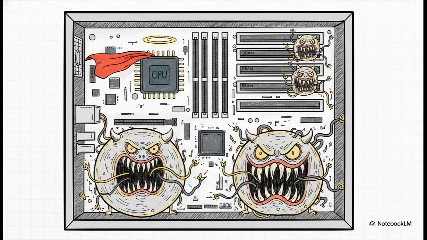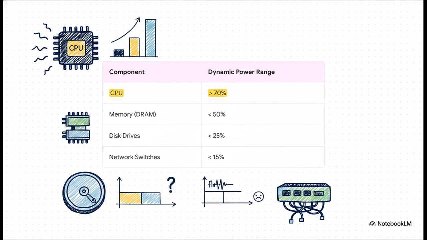And here's what's really interesting. The CPUs, the brains of the operation, they've actually gotten pretty good at this. But as they've become more efficient, the other components, we're talking memory, storage, all the networking gear, have become a much bigger piece of the power pie. They are now the big power hogs, and they are way, way behind the curve on this proportionality thing. I mean, this table just lays it all out. That dynamic power range is basically the difference between idle power and peak power, how much a component can throttle down when it's not busy. A modern CPU has a range over 70%, which is fantastic. It can go from a tiny sip to a fire hose.